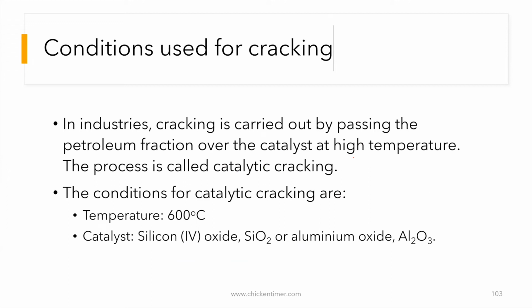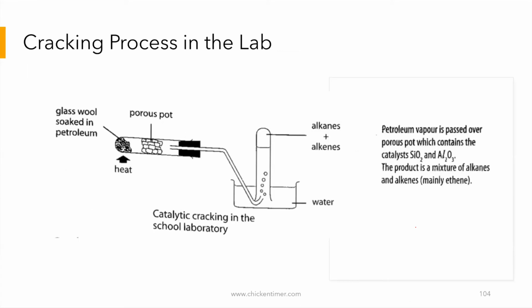So the conditions for cracking are a temperature of 600 degrees and a catalyst. They may ask you for the conditions. So in the lab, it will look like this. You will put your crude oil or your large alkane molecules here, and there's a porous pot down here that holds your catalyst, and then you heat.